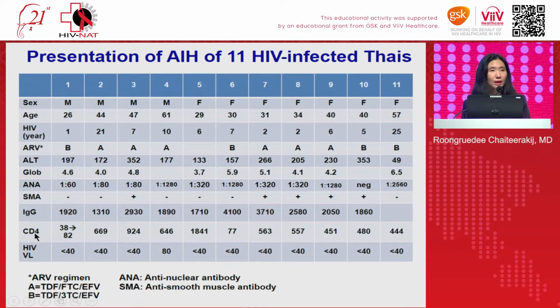This is the CD4 count at the time of AIH diagnosis. You can see that most of them have very good CD4 counts. Only 2 patients have CD4 less than 100. And similarly for the viral load, most of them have an undetectable viral load at the time of AIH diagnosis.